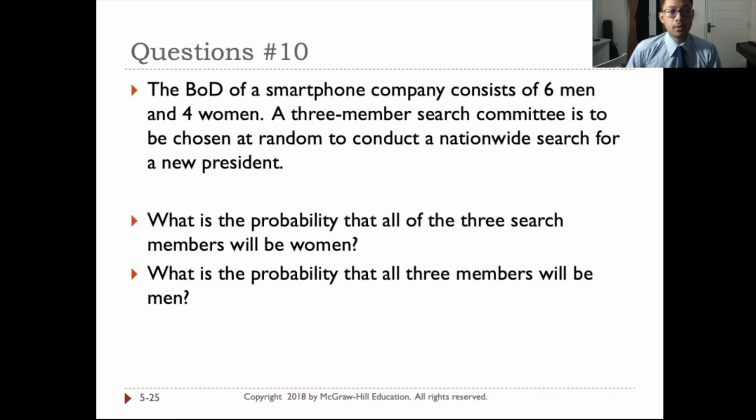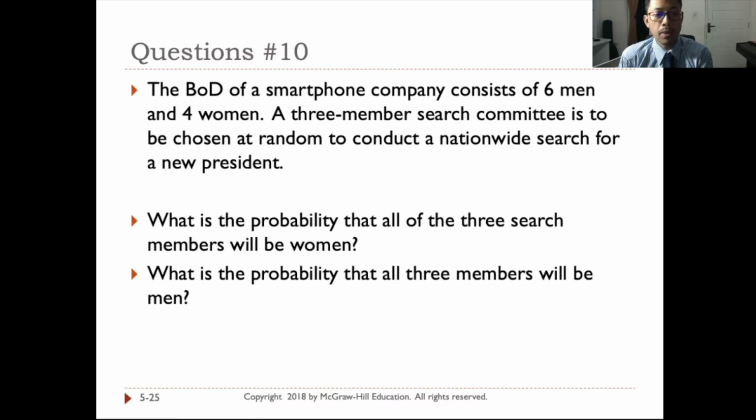Another example: the board of directors of a smartphone company consists of 7 men and 4 women. So there are a total of 10 BOD. A 3-member search committee is to be chosen at random to conduct a nationwide search for a new president. What is the probability that all 3 search members will be women? Okay, so basically here you have 6 men and 4 women, a total of 10. And you want to count the probability that all 3 search members will be women.